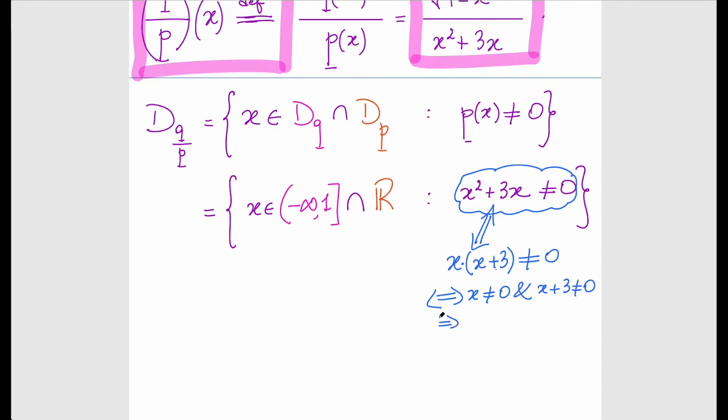And what does it mean for x? This means that x is not 0 and x should not be negative 3. I just added negative 3 to both sides here. So this requirement is the same as this requirement. Make sense? So those two are the same. Asking this is the same as asking this. So you can take this guy out and replace it by this. Let's do it.